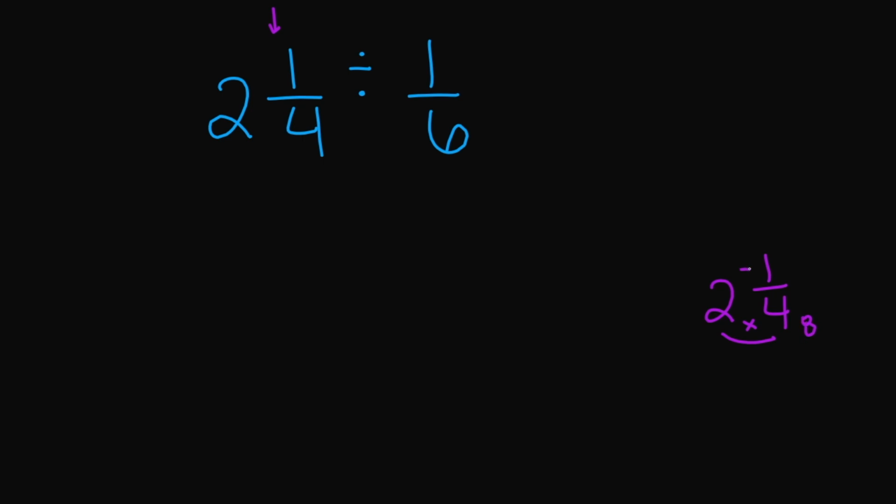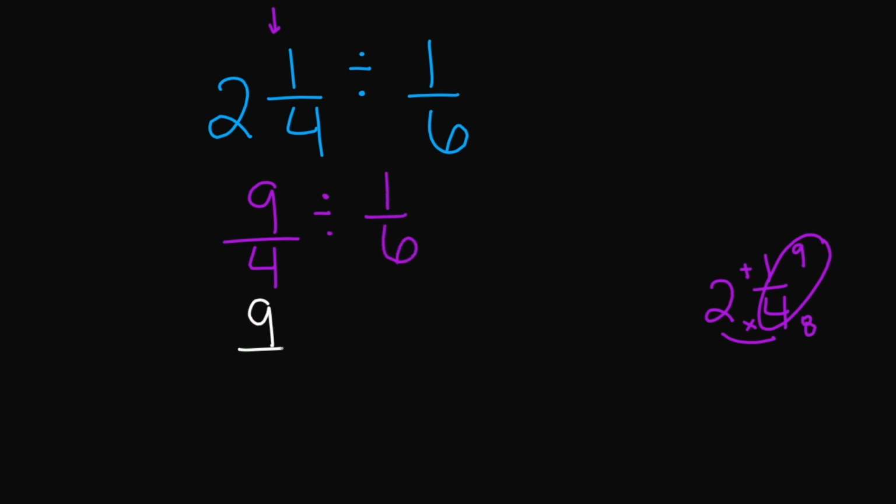Let's try 2 and 1/4 divided by 1/6, so let's look at this example here. We're going to turn our mixed number into an improper fraction, and then we're going to divide. So 2 times 4, this is going to equal 8, plus 1, this is going to equal 9. So your improper fraction is 9 over 4. So we have 9 over 4 divided by 1 over 6.